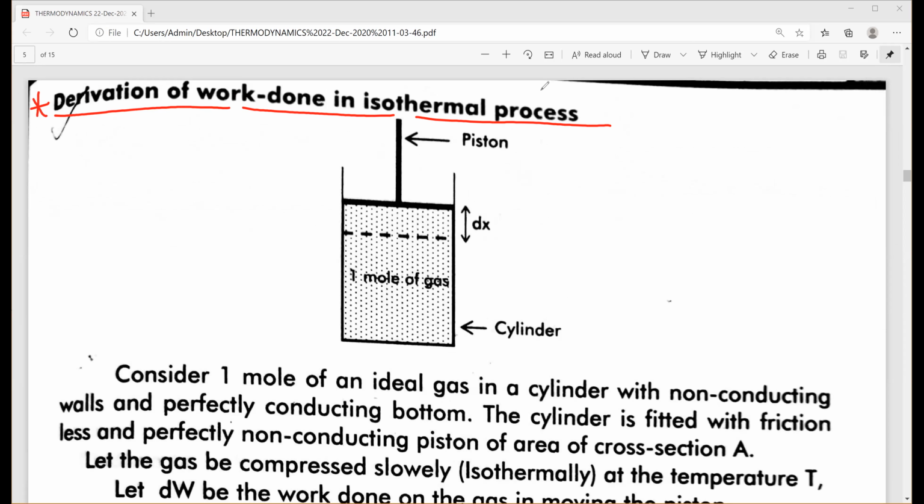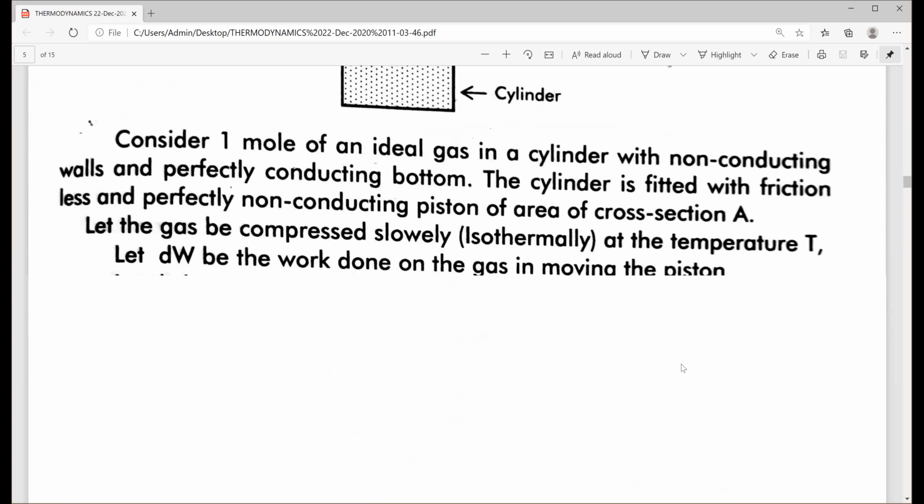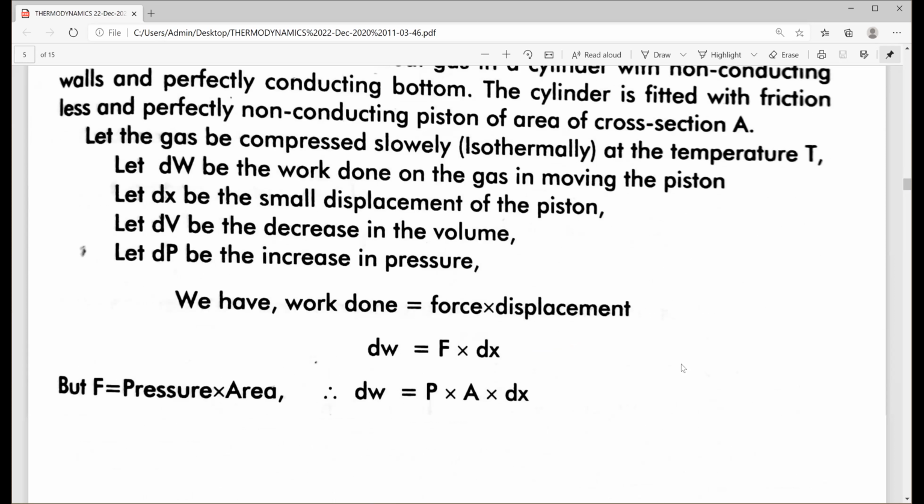Let us consider a cylinder which is fitted with a piston, and this is the cylinder. Is it audible? Okay. Here the cylinder consists of 1 mole of gas. So we are considering 1 mole of an ideal gas in a cylinder with non-conducting walls and perfectly conducting bottom. The cylinder is fitted with a frictionless and non-conducting piston of cross-sectional area A. Let the gas be compressed slowly, that is isothermally, at a temperature T. You have to explain the diagram initially, and you have to remember this diagram.